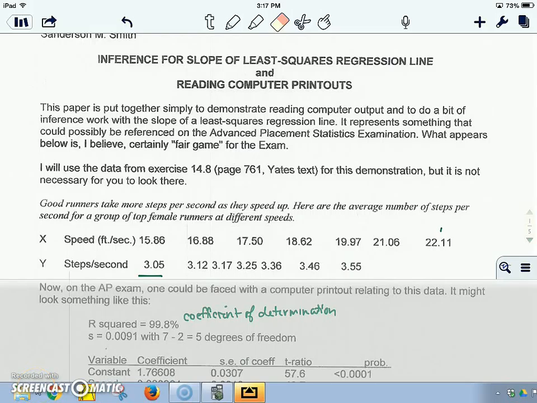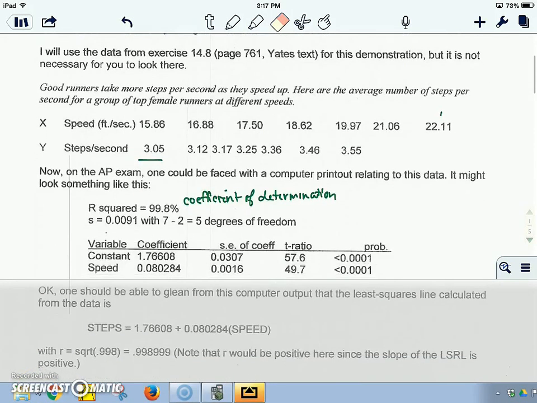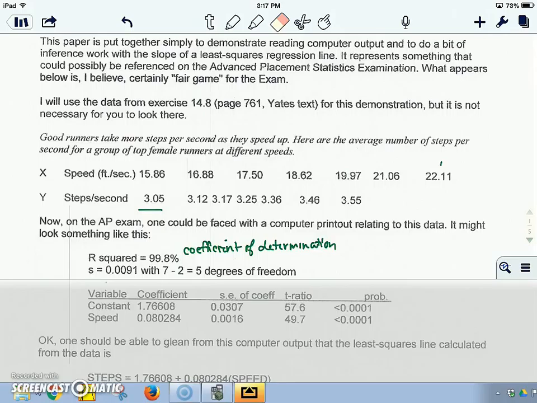Hypothesis testing and confidence intervals for slope. We're going to start with this example. In the first 2 pages, I will show you the computer printout and an idea of a confidence interval, and then in the second 2 pages, I'll actually do a 5-step hypothesis test and a 4-step confidence interval.